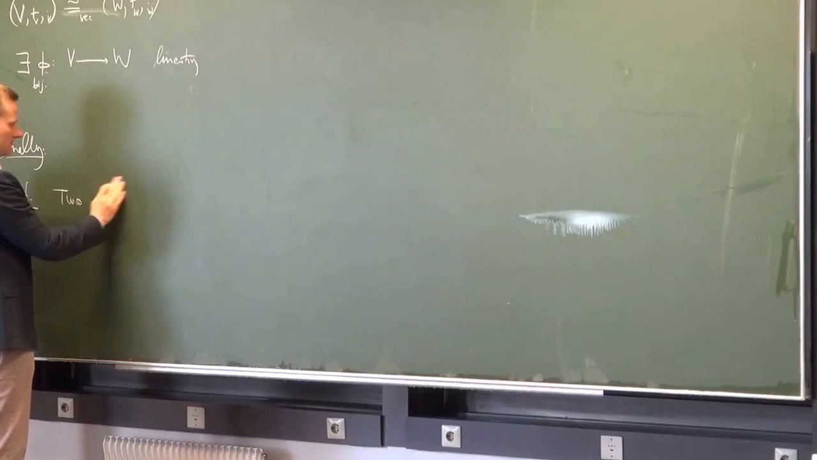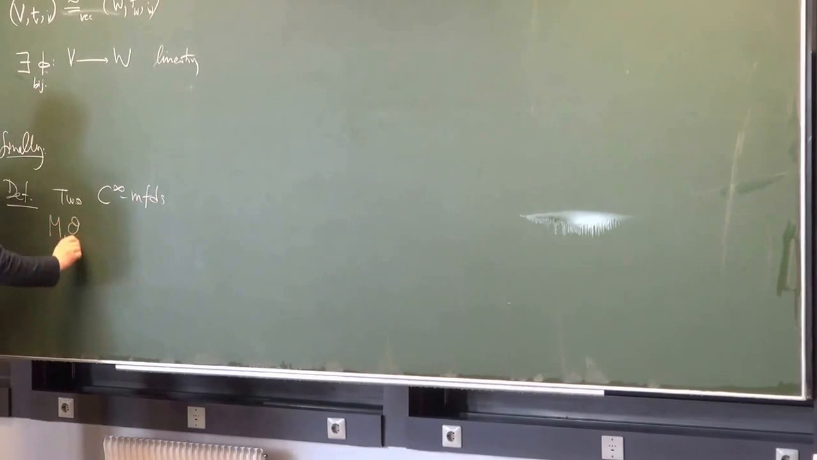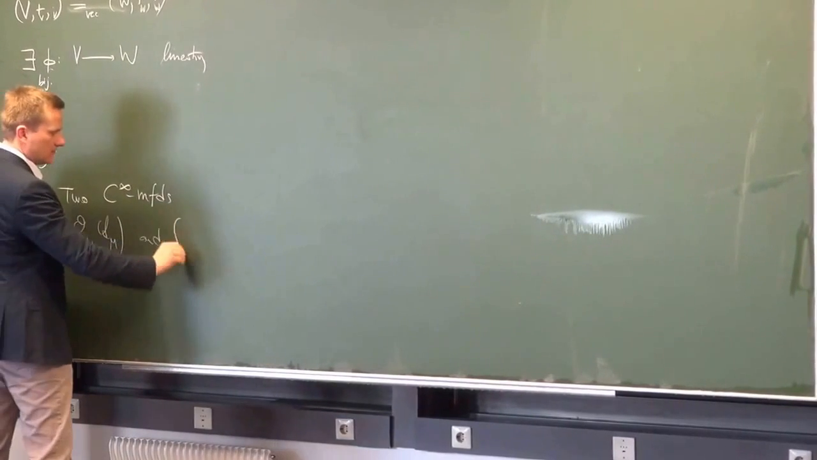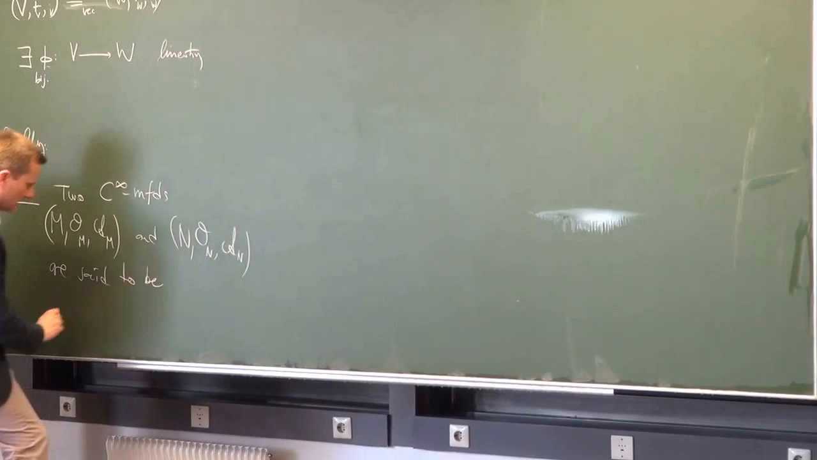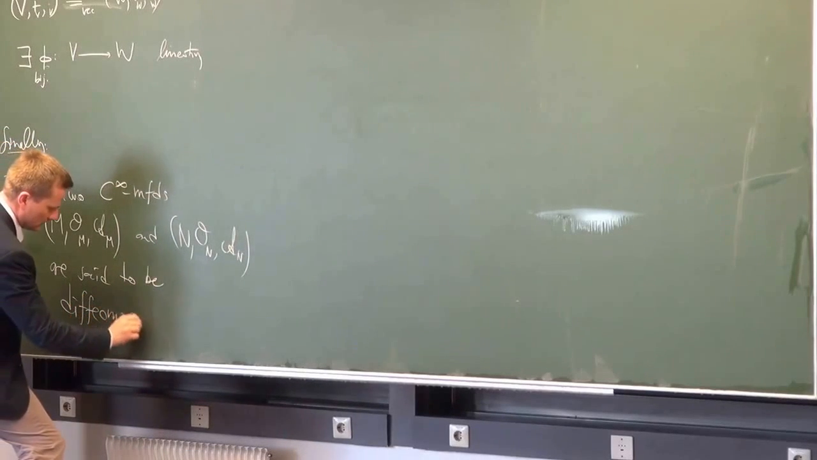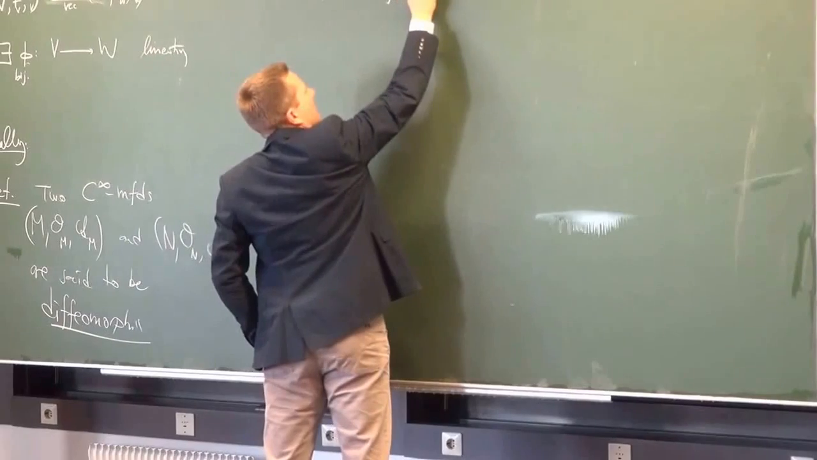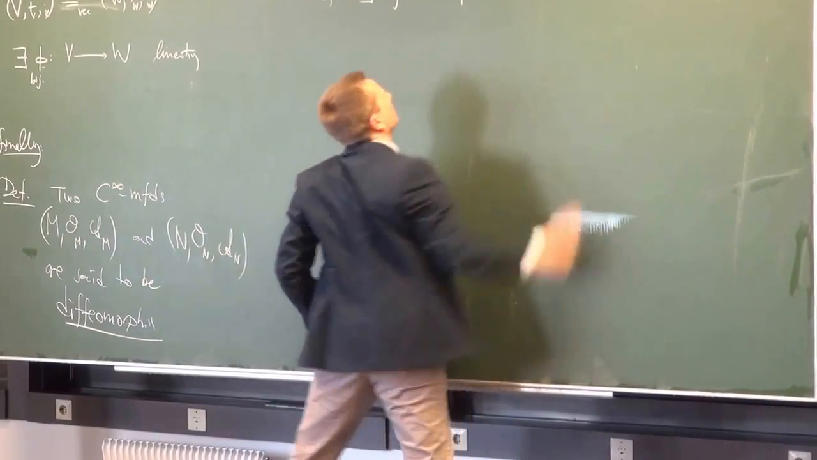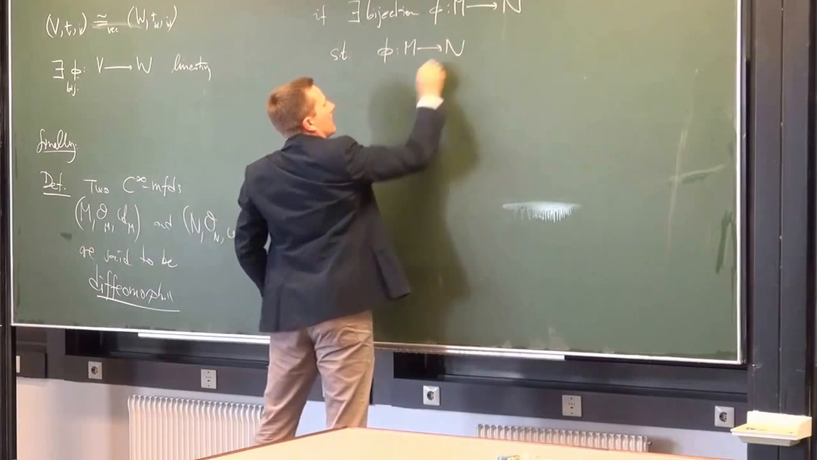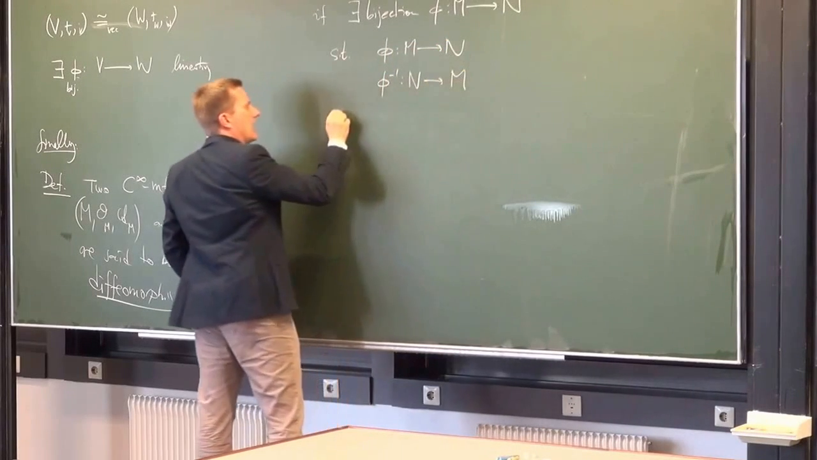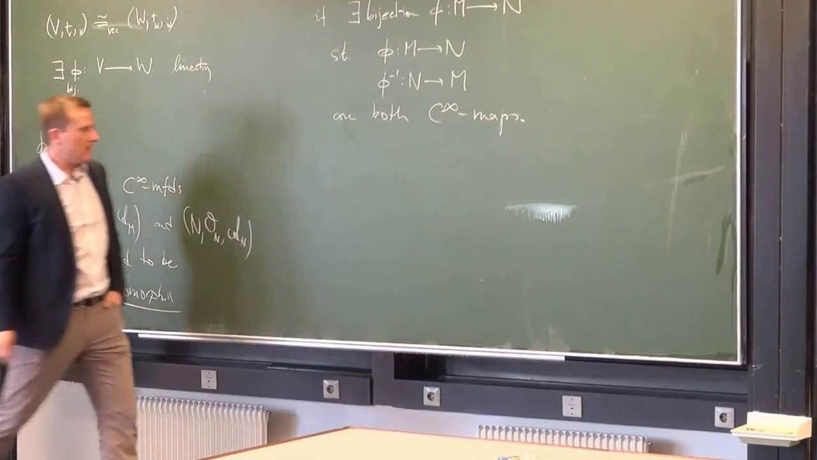Definition: two C infinity manifolds, M, O_M, A_M, and N, O_N, A_N, are said to be diffeomorphic if there exists a bijection, that's a purely set theoretic thing, a bijection phi from M to N, but because there's a bijection, the phi inverse exists, such that the map phi and the map phi inverse are both C infinity maps. And I haven't defined C infinity map yet, but it's clear how that goes.